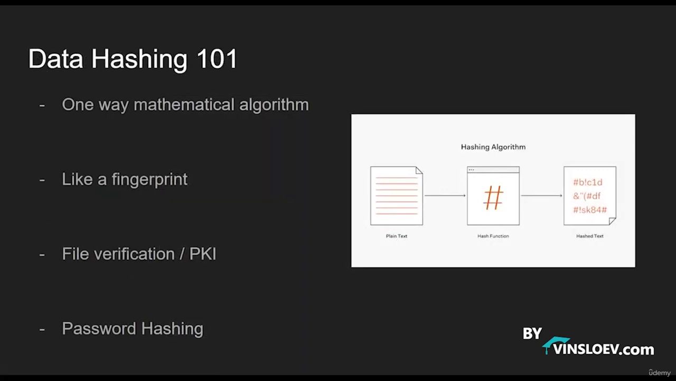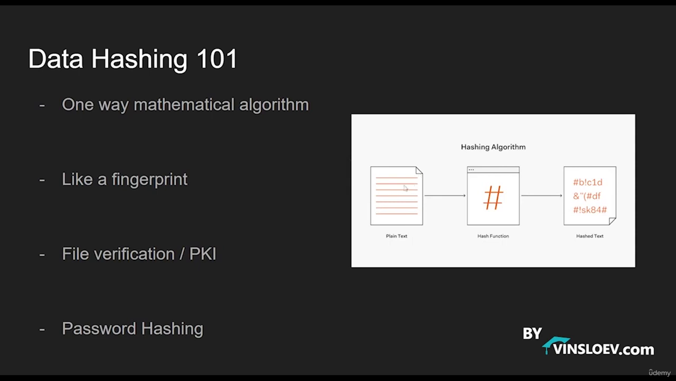So, data hashing 101. When we are hashing data, we are using a one-way mathematical algorithm, like we see on the picture right here. We have some text or file, it could be anything, then we run it through our hashing algorithm, and then we get some hashed text out of it. The idea behind this hashed value is that it is unique based on the content of this file or text that we have right here.